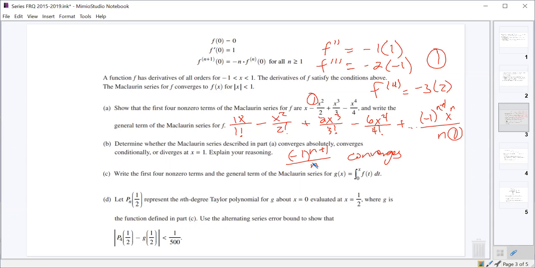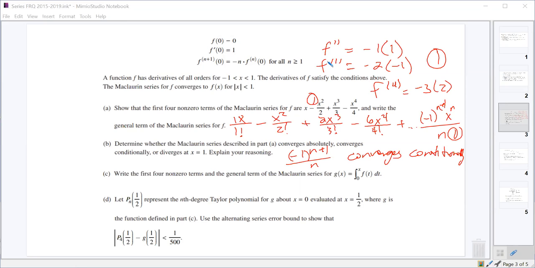Conditionally, absolutely, conditionally. And our reasoning ought to be that it converges because of the alternating series test, but it does not converge absolutely because that fails the p-series test. No, you don't need to prove that the general term is it. They just want to see what it is.